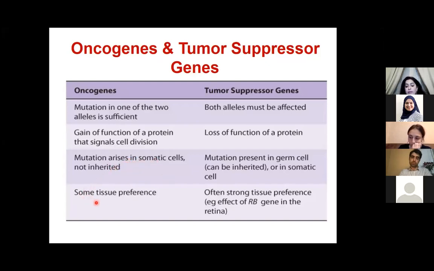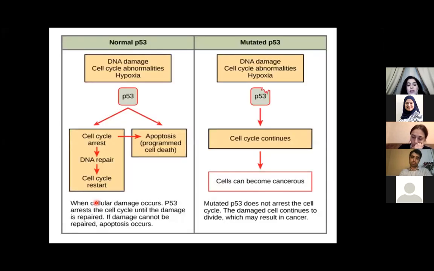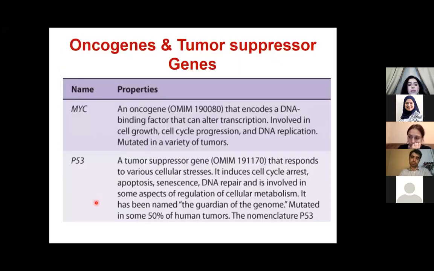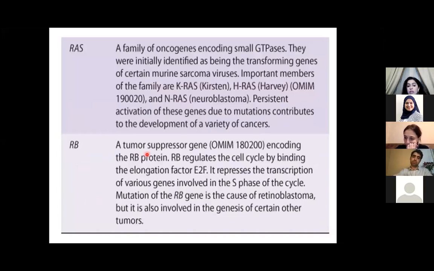They show some tissue preference. For example, the retinoblastoma gene regulates the cell cycle and it's responsible for retinoblastoma. Hence, it's called the retinoblastoma gene because it's mainly expressed in the retina. So it represents some tissue preference, like we said before.